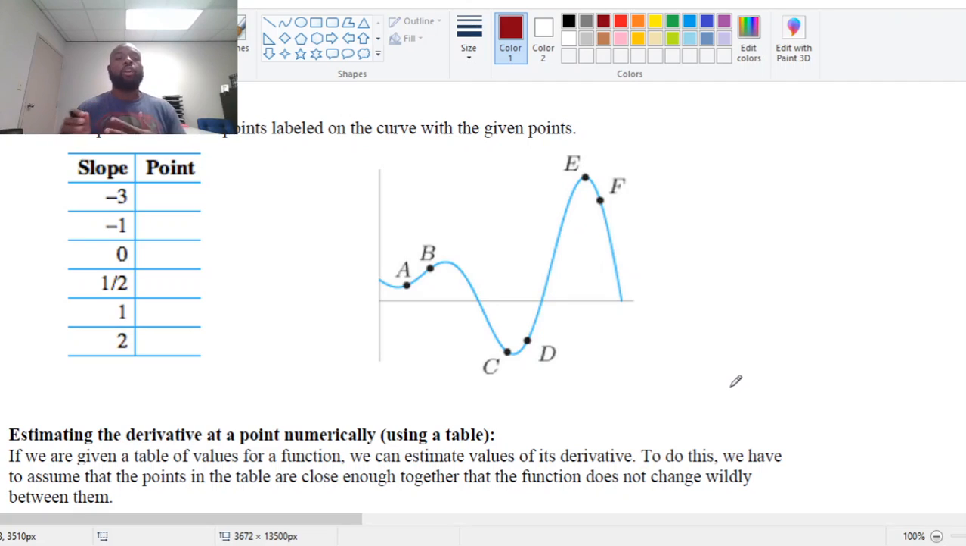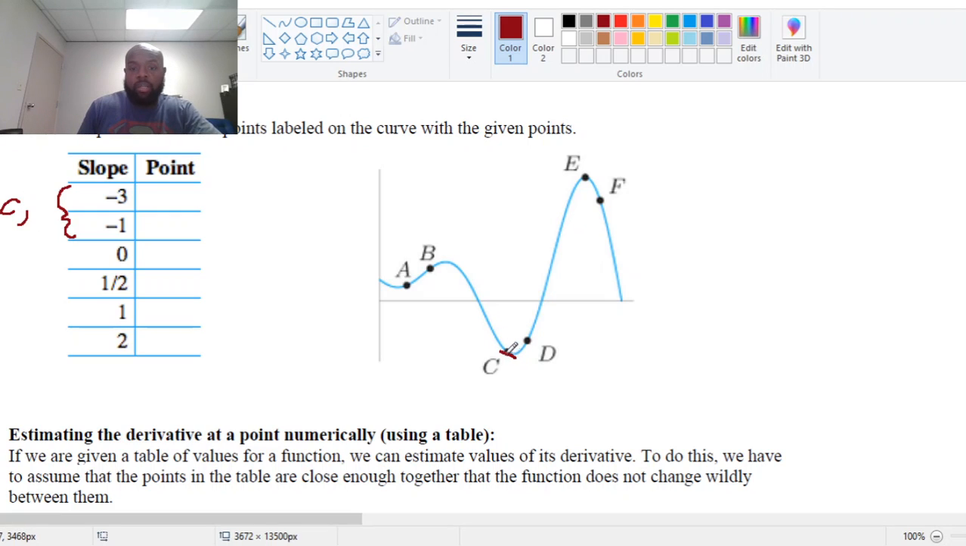This example is going to match the points labeled on the graph with the given slopes. So we have the points A through F, and we have some examples of slopes, and we want to match the slopes with the points. We have some negative slopes, a zero slope, and some positive slopes. Negative slopes correspond to any points where your graph is decreasing, or if you drew a tangent line, it would be going down from left to right. That doesn't occur with A, because your function is going up at A, and it's going up as it crosses B. But at C, your function is going down.